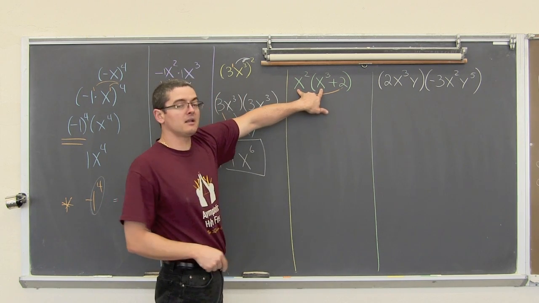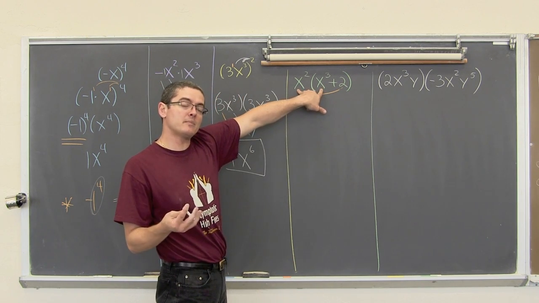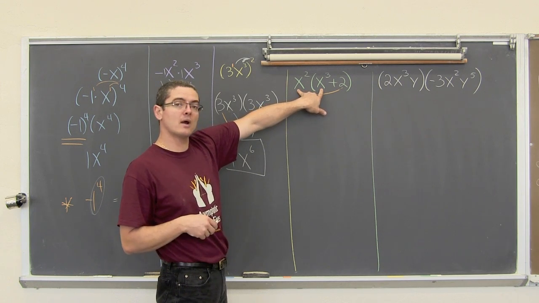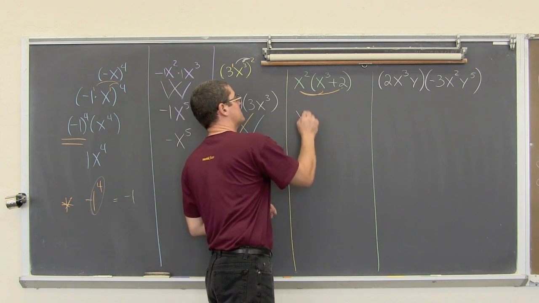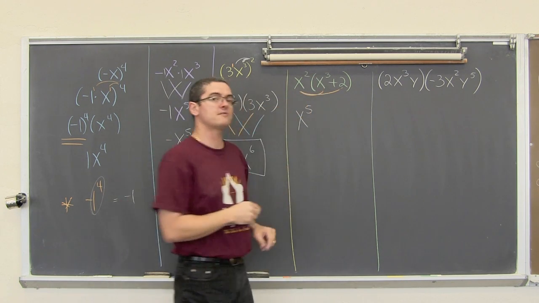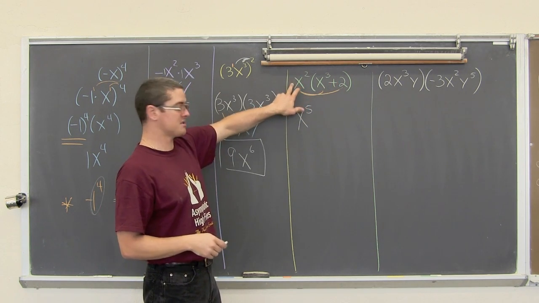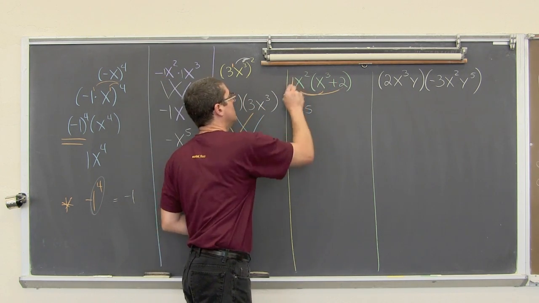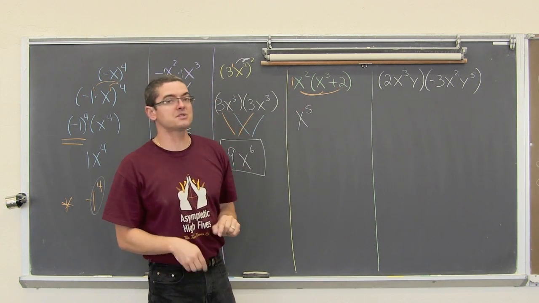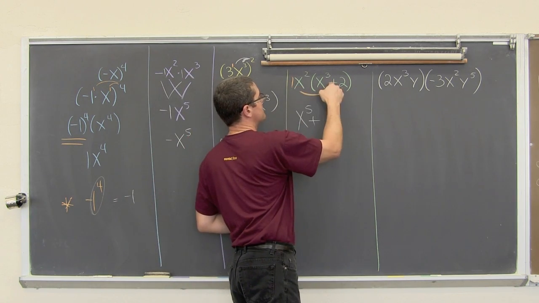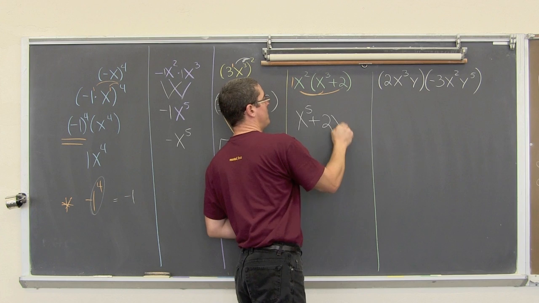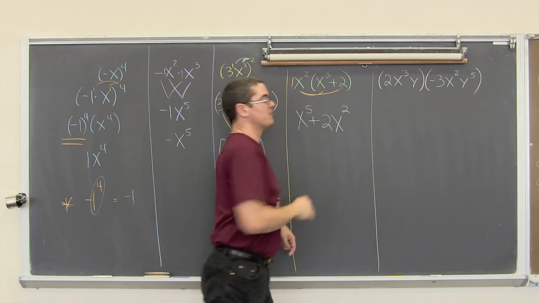So we're multiplying like bases, and when we multiply like bases, we add the exponents. So x squared times x to the third is x to the fifth, because 2 plus 3 is 5. And then plus 2 times the 1 that's in front of this x. So 2 times 1 is 2. Positive times positive is positive, so plus 2x squared.